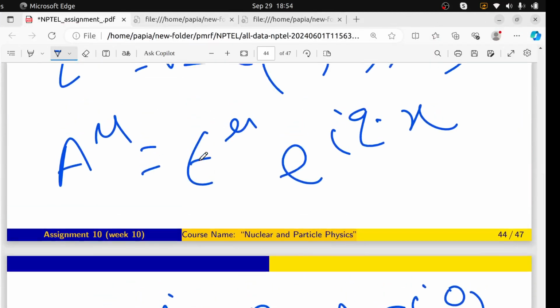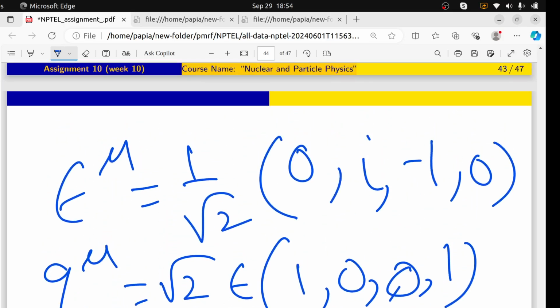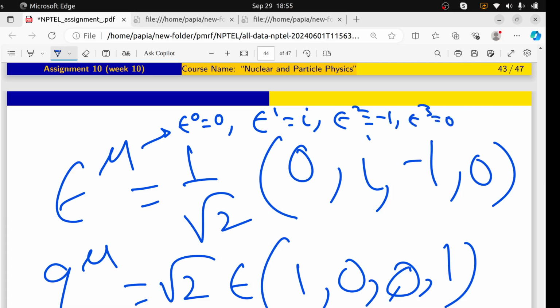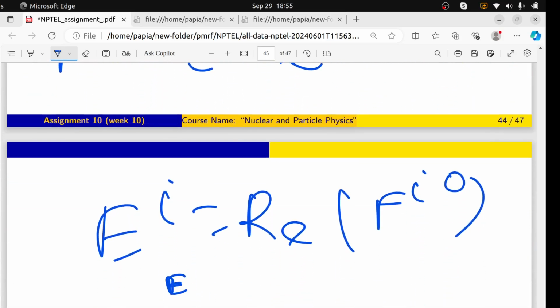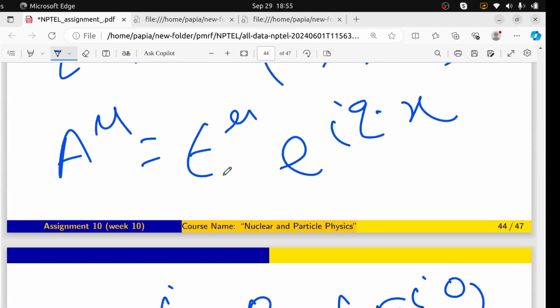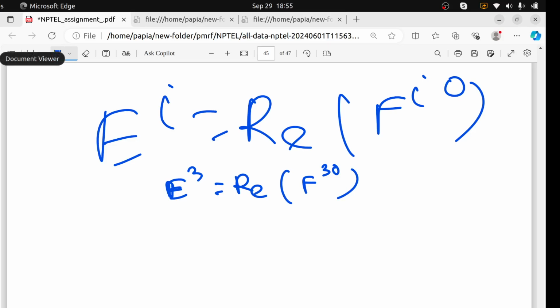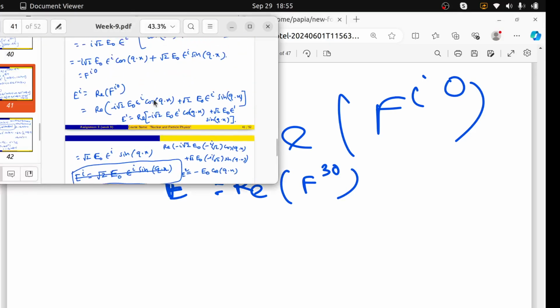It's 2b. Okay. So from this you can see, similarly again, epsilon 0 is 0, but epsilon 1 is i, epsilon 2 is minus 1, epsilon 3 is again 0. So the E3 vector, see, E3 vector, not E3 component. The E3 component is the real part of F30. Now F30 is what? F30 is minus, I have already calculated here, this one.